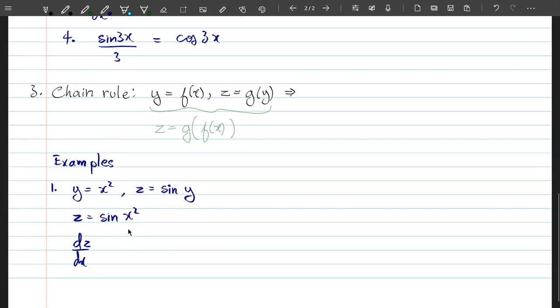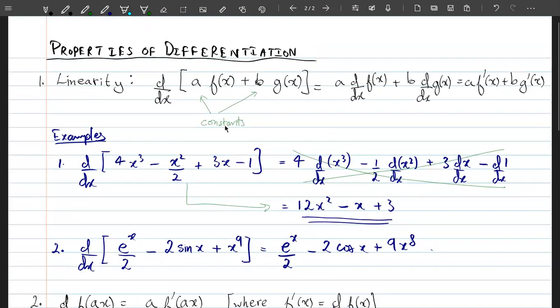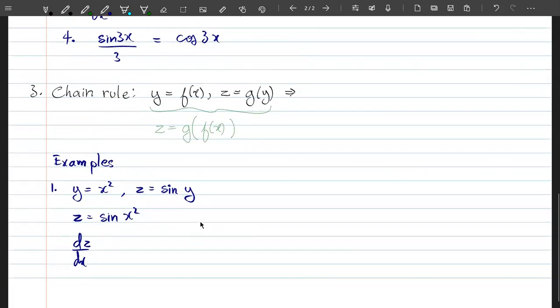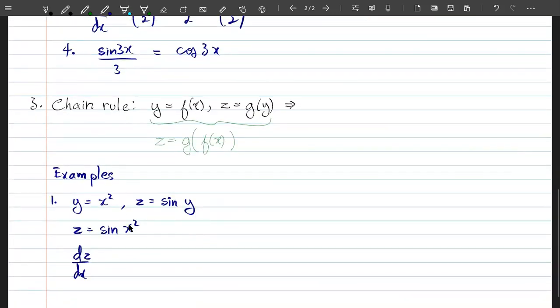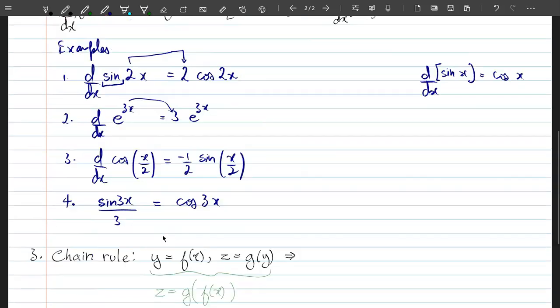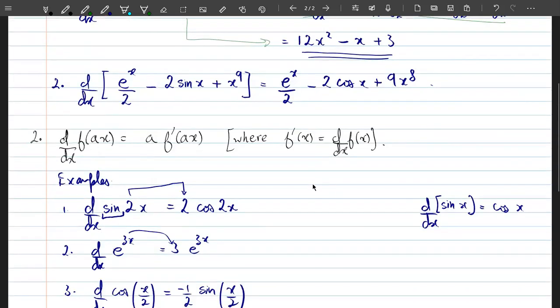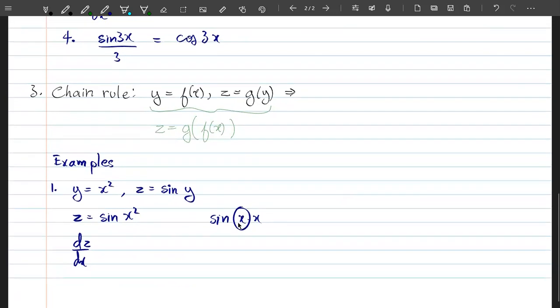Now, how can we compute this? Does linearity help us? No, because it's not something multiplied by sine x. Does this help us? It looks similar, right? You have sine of 2x there and here you have sine of x square. But this is not sine of some constant multiplied with x. So maybe you can think of writing this as sine of x multiplied with x. But x is not a constant. That is a crucial difference. Here, a is a constant. So even if you manage to write it as sine of something times x, that something is not a constant. So the second property also cannot be used. So we need a different property, that is chain rule.